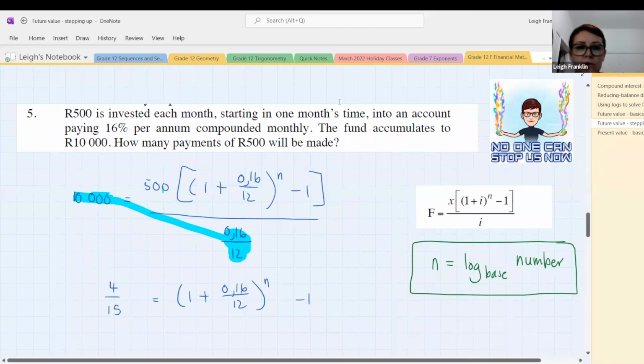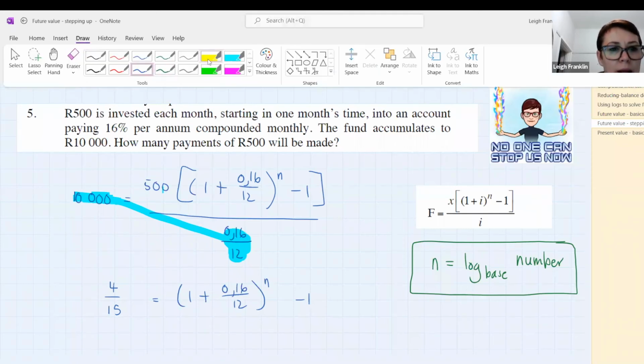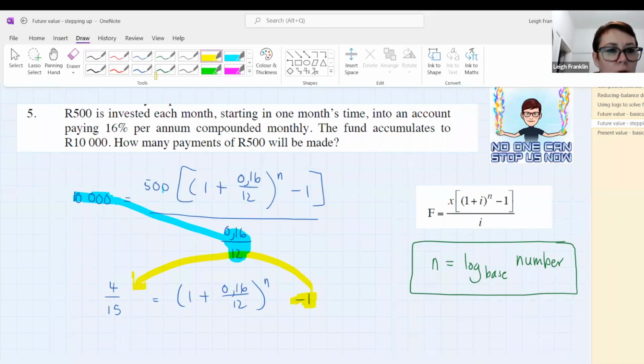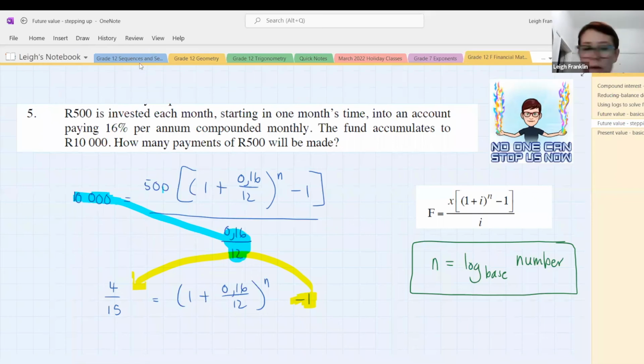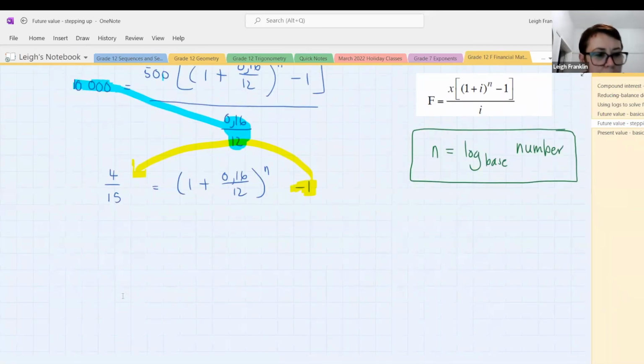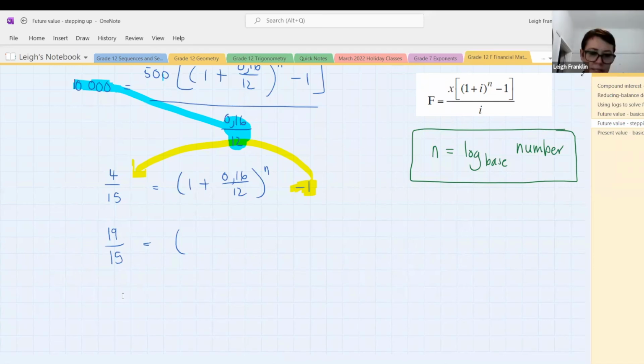So now, let's just see what you guys are saying in the chat. Yes, yes, yes. Okay. So now we're going to take this minus 1 over to the other side, so we're going to plus 1 on both sides. This guy is going to go over here. So that means we've now got, where's my blue pen? There it is. That would be 19 over 15, agreed? Yeah, 19 over 15 is correct.